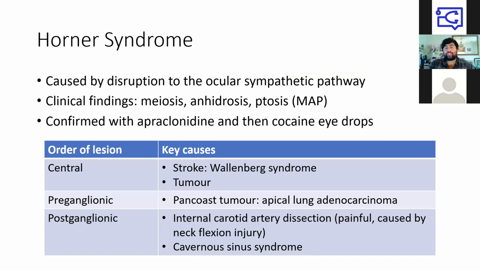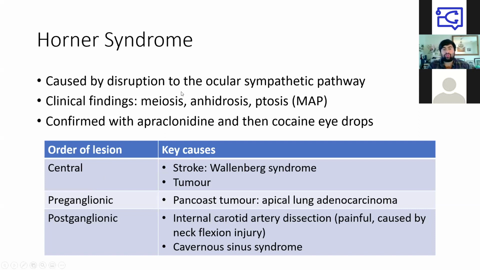Horner syndrome, which was mentioned in the question, is a cause of miosis of the pupil. So the pupil won't be big, it'll be small. And remember that the other classical findings are remembered by the acronym MAP, M-A-P. That's how I used to remember it. So miosis, small pupil, anhidrosis, loss of sweating because of loss of the sympathetic innervation, and ptosis.